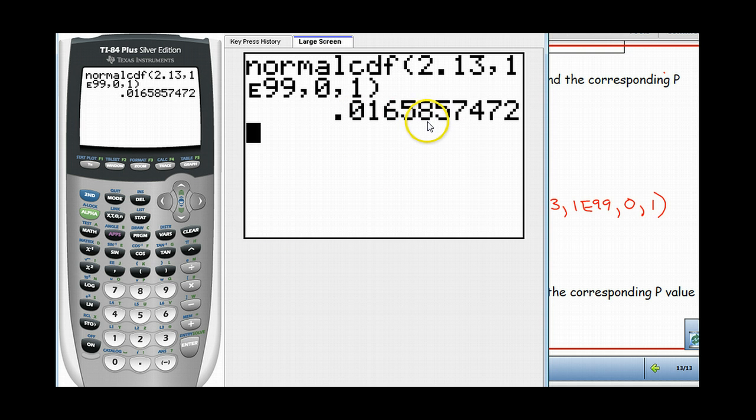Usually we round off these to 4 decimal places, mainly because the tables do that, and 4 decimal places is safe, so I would do 4 decimal places. So we're going to say 0.0166, and that's going to round up to 6. Let's go back to our notes and finish up that problem.